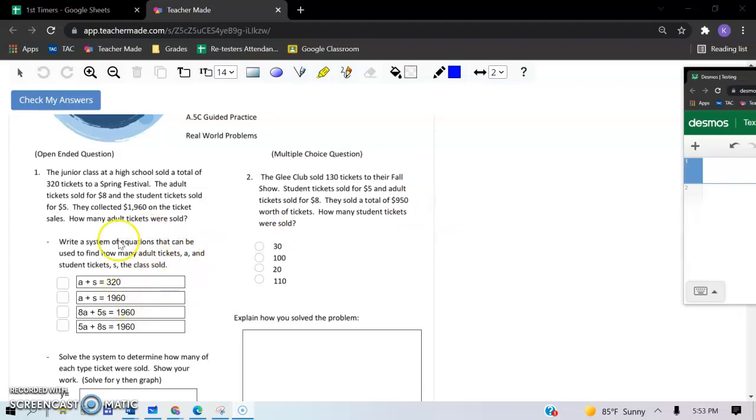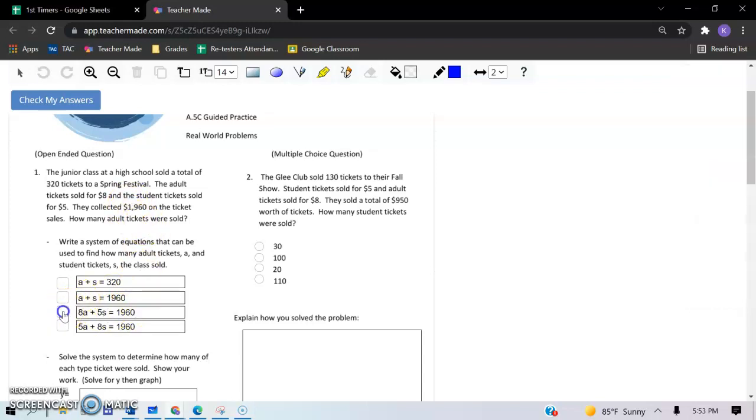So the first thing, they're going to take you step by step, is what are your two equations? I like to think of money equals money. So 8 for adult, 8A, plus 5 for students equals how much money? 1,960. So this one is one of them right there.